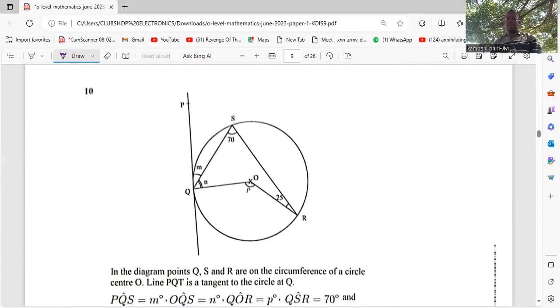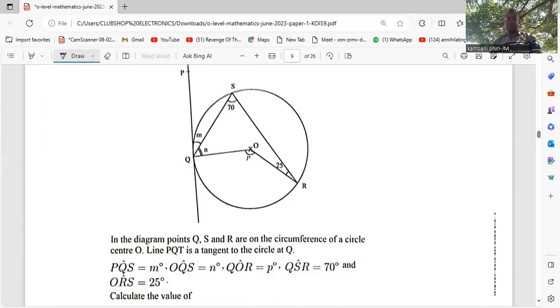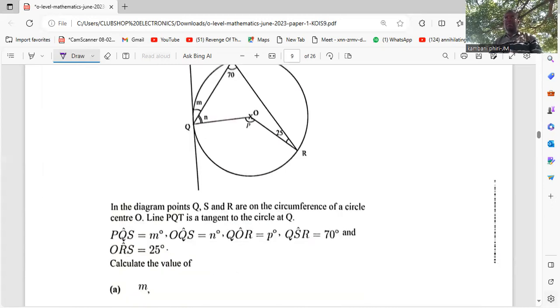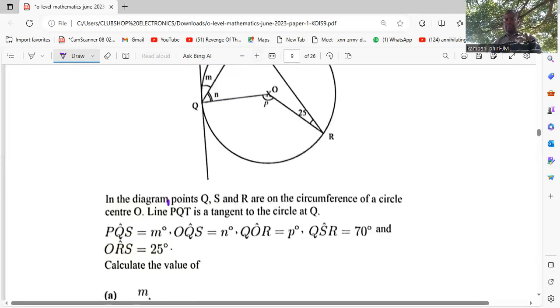Okay, number 10 is based on the circle theorem or circle properties, or properties of a circle. All right. What does the question say? In the diagram, all right, points Q, R, and S are on the circumference of the circle.